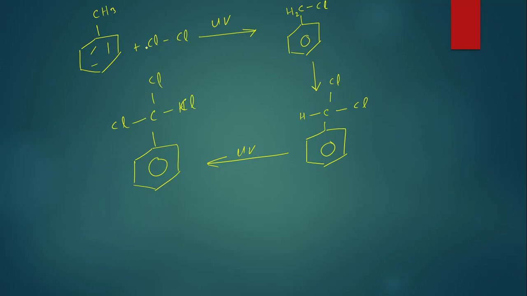So it means that in the presence of a suitable catalyst like AlCl3 or FeCl3, the ring reacts, but under these conditions benzene will not be affected, and a radical is produced, and one by one all hydrogens will be replaced. So this is a chain radical reaction mechanism.